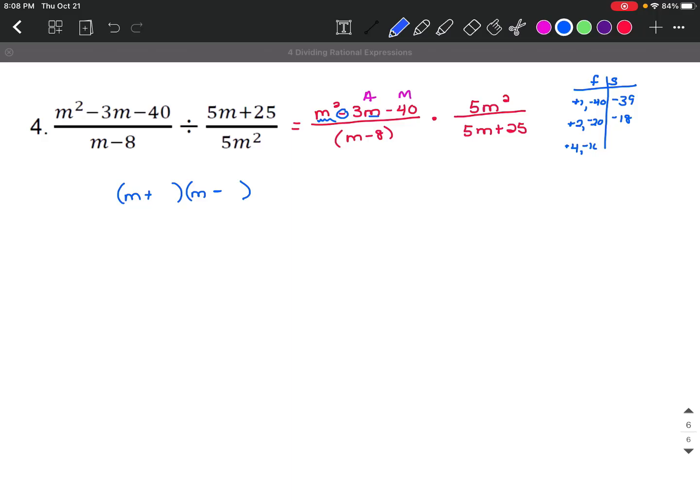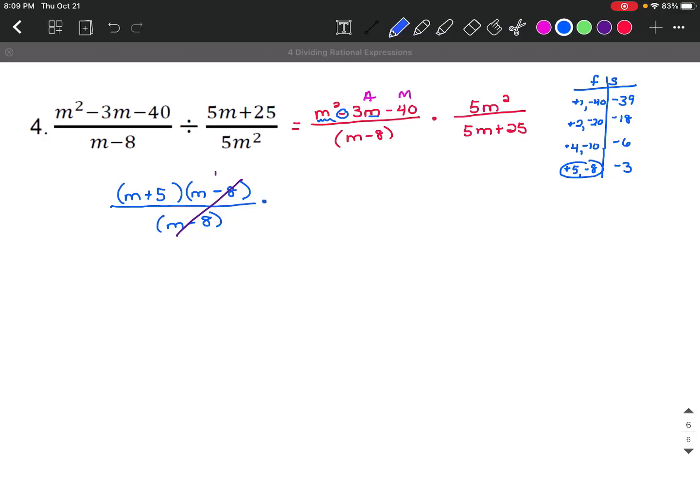4 goes in 10 times. That adds to negative 6. We're getting closer. 5 goes into 40, negative 8 times, and when I add those, there it is, they add to negative 3. So I need a plus 5 minus 8. Now in the bottom, I have m minus 8, and you might see it, the m minus 8s are going to divide to 1.